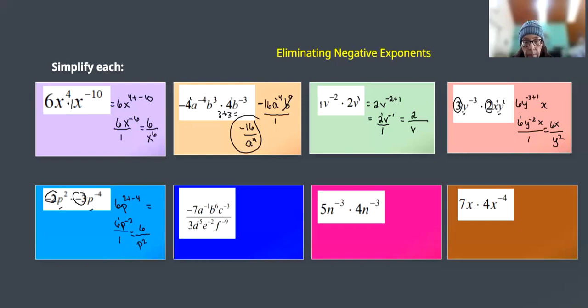Whew. Let's take a look at the next one. We're going to be getting into the quotient rule next. And what does quotient mean? Yep, you're right. It means division. All right, let's take a look at the next one.